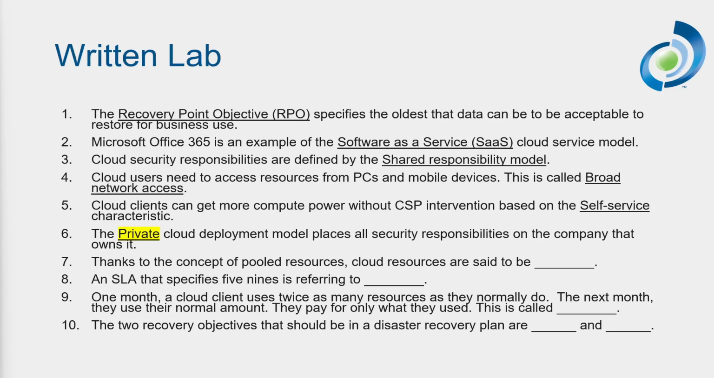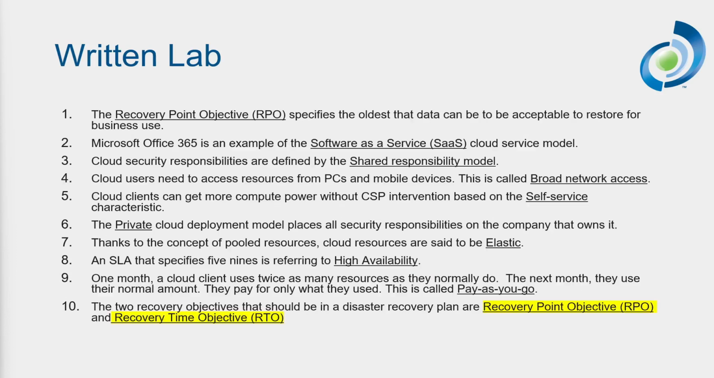Then number seven, thanks to the concept of pooled resources, cloud resources are said to be elastic. Number eight, an SLA that specifies 5 nines is referring to high availability. Number nine, one month, a cloud client uses twice as many resources as they do normally. The next month, their normal amount. They pay for what they used. This is called pay as you go. And then finally, number 10, the two recovery objectives that should be in a disaster recovery plan are the recovery point objective and the recovery time objective.